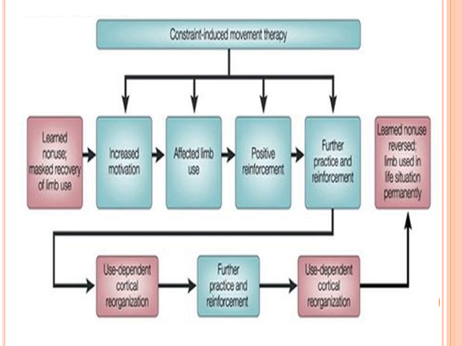So when there is learned non-use of the involved upper extremity, CIMT increases motivation to use the affected limb, and hence there is positive reinforcement when the patient is able to use the affected limb. Further practice and reinforcement repeatedly leads to use-dependent cortical reorganization, and hence the learned non-use is reversed. The theoretical foundation includes neural plasticity and cortical reorganization.